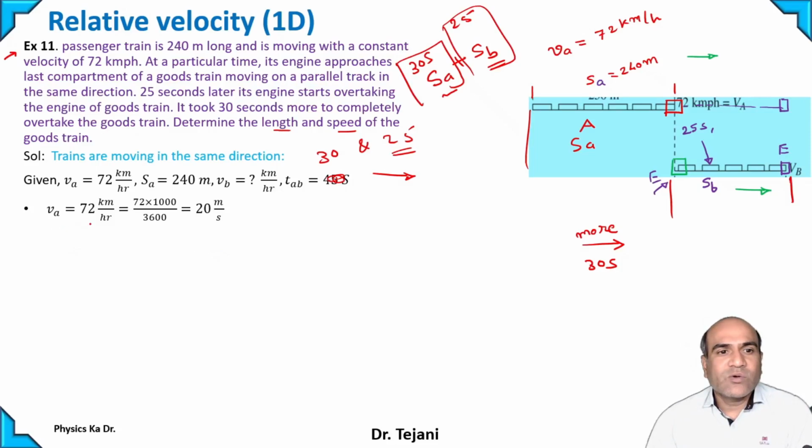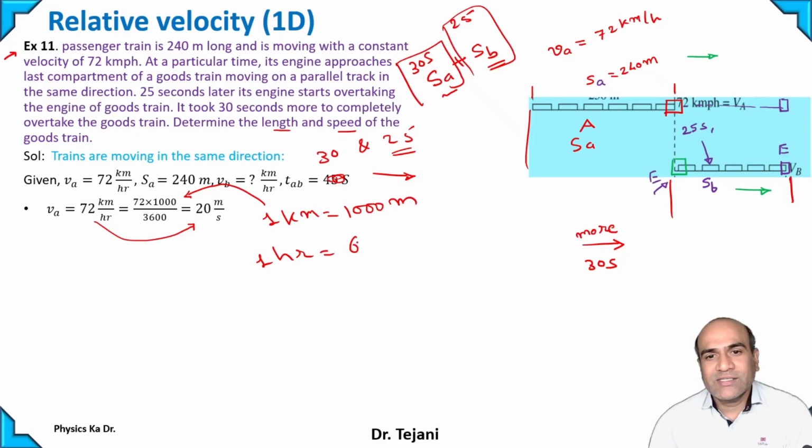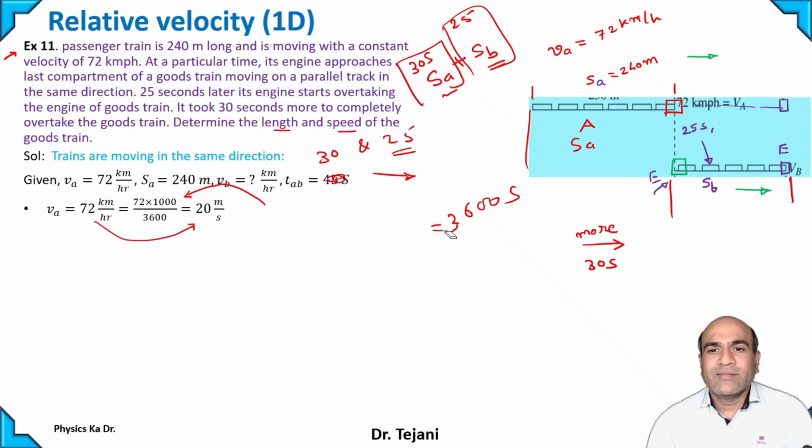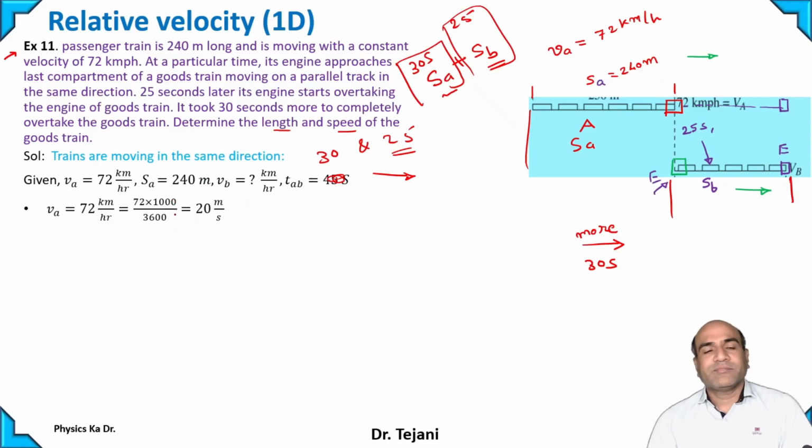Train A, VA is equal to 72. We just need to convert this into meter per second. 1 kilometer is equal to 1000 meters, so put 1000 here, and 1 hour is equal to 60 multiplied by 60, minutes and seconds, so it becomes 3600 seconds. So divide by this. It is very simple. But you have to revise all this every time. Then only can you remember it. Otherwise, at the time of the examination, you may forget this.